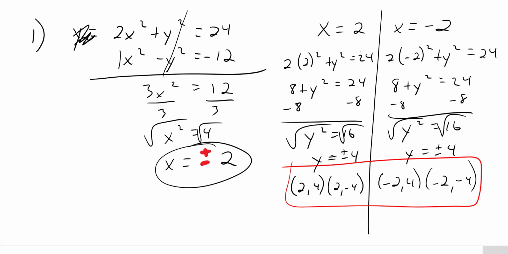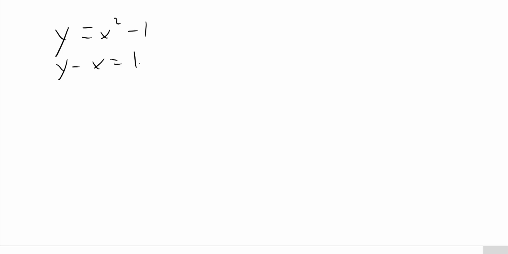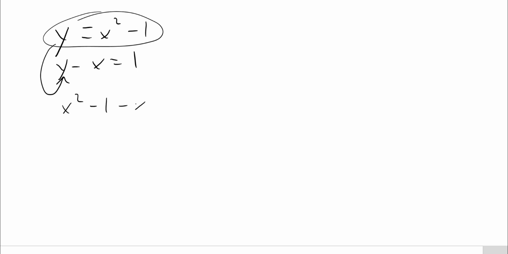Okay? So let's take a look at another one now. y equals x squared minus 1 and y minus x equals 1. So this one is more like a substitution problem. I can solve for y, but this one's already solved. So I'm going to take that y and put it right in there. So instead of saying y minus x equals 1, I'm going to say x squared minus 1, which is that y, minus x equals 1.